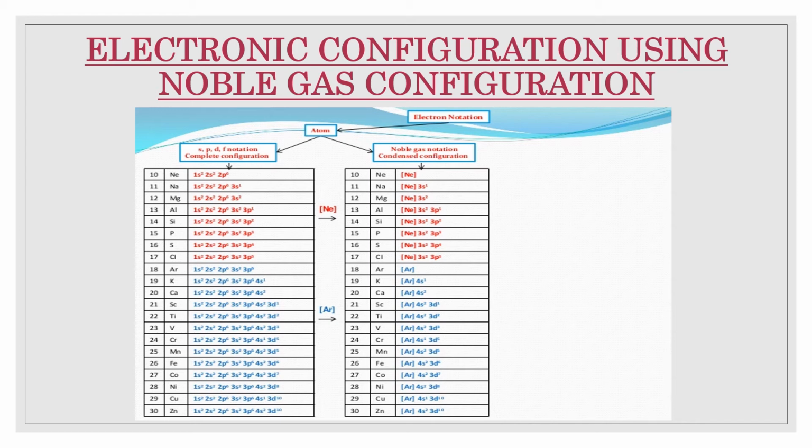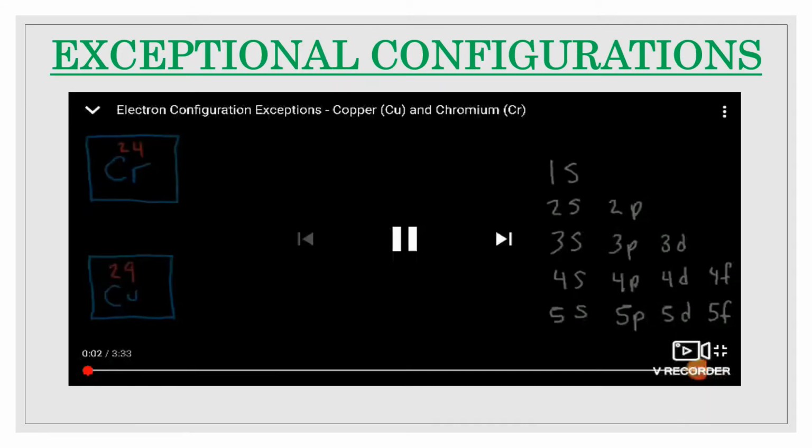So I hope it's clear to all of you. To get it more clear, you have to practice it at home, so that you are able to understand it properly and write the electronic configuration of every element on your own. Now there are some exceptional configurations. There are many exceptional configurations throughout the periodic table, but there are certain exceptional configurations between 1 and 30. So let us discuss those exceptions.